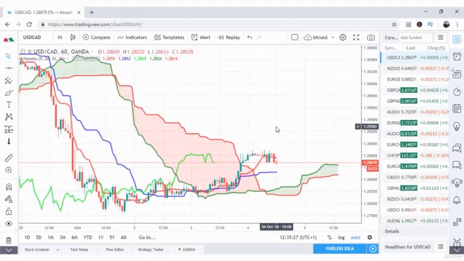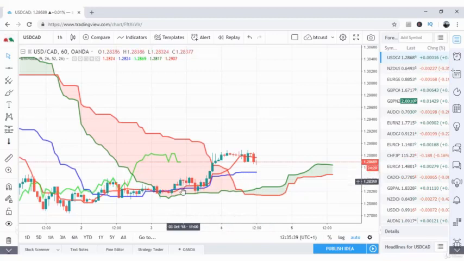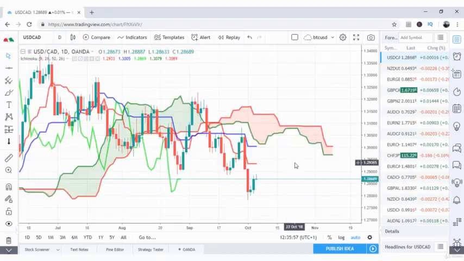Here we have US dollar against Canadian dollar on an hourly chart, and you can see that right now you could think to open a long position on the market because the price is above the cloud, the blue line is flat but overall is going up. Price and red line are above the blue line, the color of the cloud is green, and the Chikou span is above the price. Everything is okay to open a long position right now, right here. If we check the daily chart, you can immediately see that the price is below the cloud and the blue line is going down. What to do?